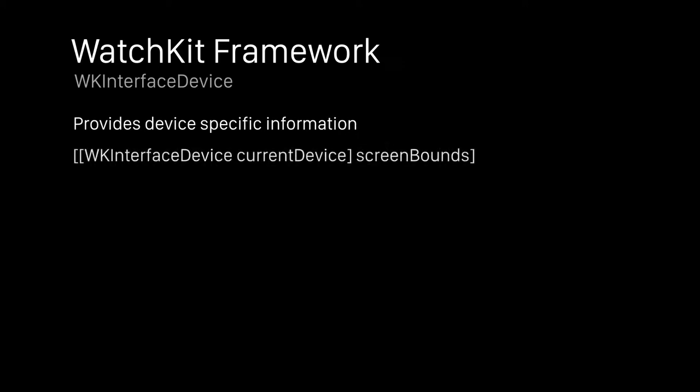WKInterfaceDevice provides device-specific information with which to configure your watch app. Using the screen bounds property of the shared device object, you can configure UI elements appropriately at runtime. This allows you to optimize your watch app interface for both the 38mm and 42mm Apple Watch display sizes. Using the device's current locale, you can format strings, numbers, and other user-facing content appropriately.